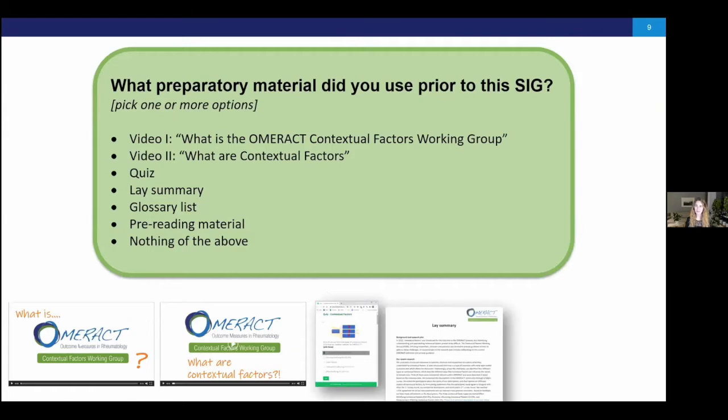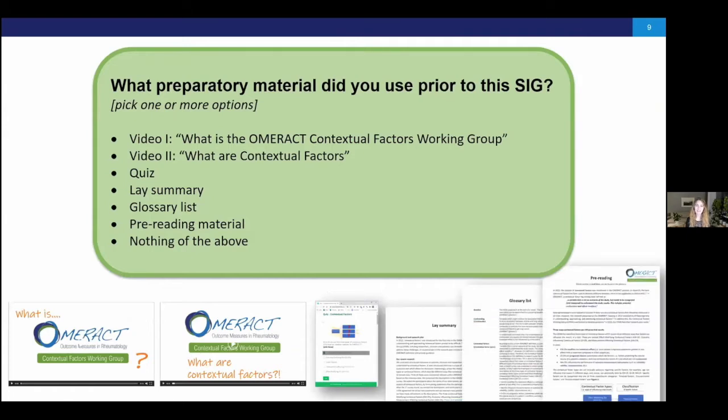Okay, then we have a little poll. We would like to know which of the materials you used to prepare for the SIG. On our webpage, we had 2 videos, a quiz, a lay summary, a glossary list, and a longer pre-reading text with further details. You also have the option to say nothing of the above. So I see it's coming up, so just please vote. And you can choose more options than just one.